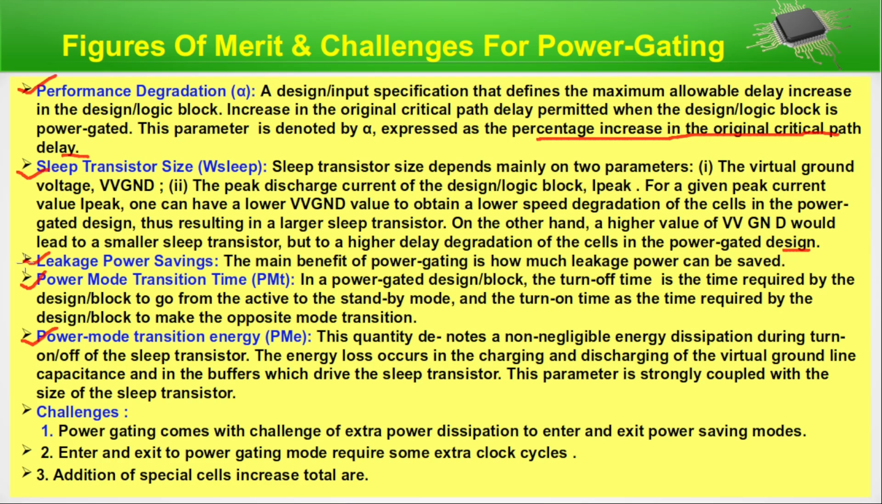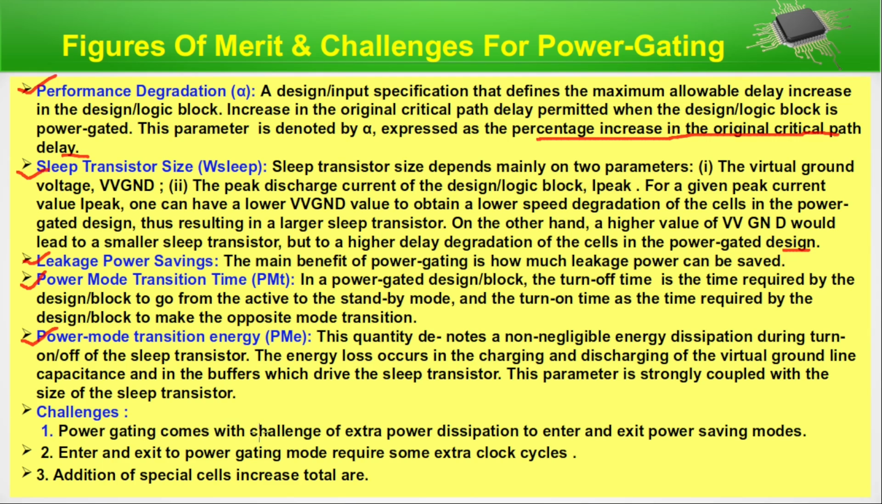How much power we can save through power gating, that is leakage power savings; power mode transition, how fast switching is happening; and finally power mode transition energy. It's a non-negotiable energy dissipation during turn on or off of the sleep transistor. The energy loss occurs in the charging and discharging of the virtual ground line capacitance, and in the buffers which drive the sleep transistor. Now, what are the challenges?